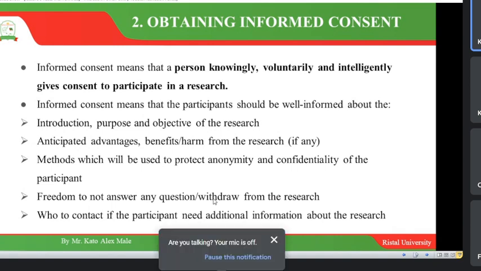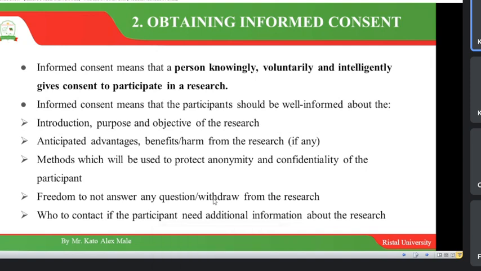Third, methods which will be used to protect anonymity and the confidentiality of the participant. How are you going to ensure that the information they are giving you is going to be secure? Will other people know about me? We are going to see this principle in detail. It is a full principle about anonymity and confidentiality. These are all information to be included in your consent form.